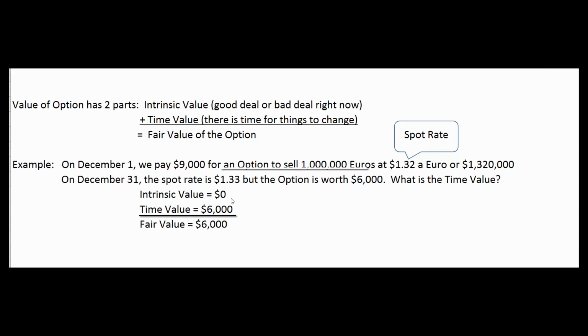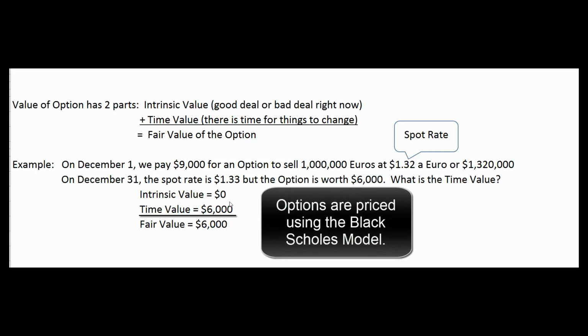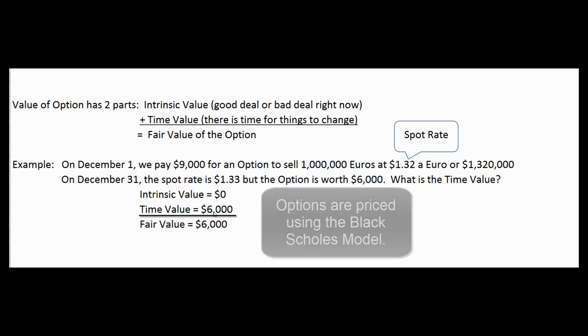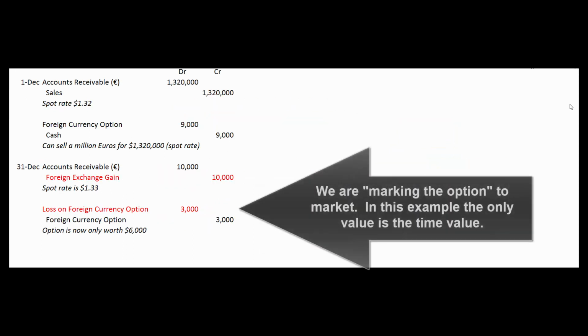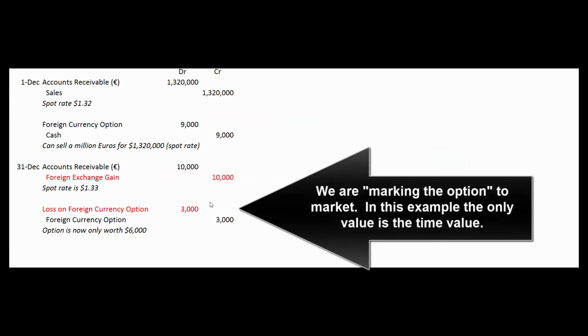Well, since the intrinsic value is 0, it makes even less sense now to exercise that option, sell them for $1.32 when we can sell them for $1.33. So the intrinsic value must be 0. Since the fair value is $6,000, our counterparty tells us that. That means the time value must be $6,000. So we've got to write off the $3,000 as we go from $9,000 to $6,000. So that's what we're doing when we do a loss on foreign currency option. We reduce that on our books from $9,000 down to $6,000 value.